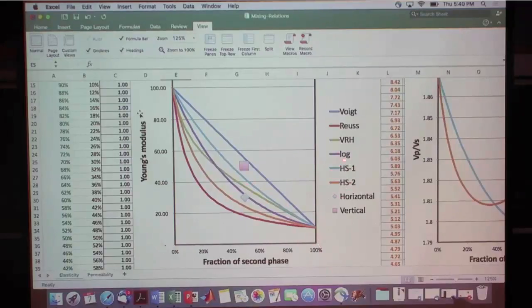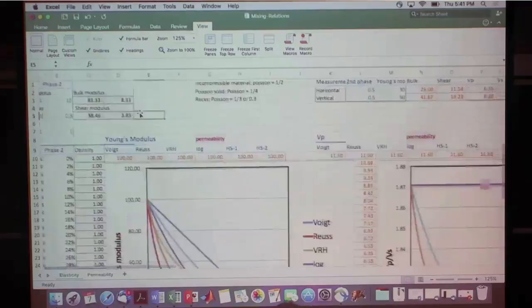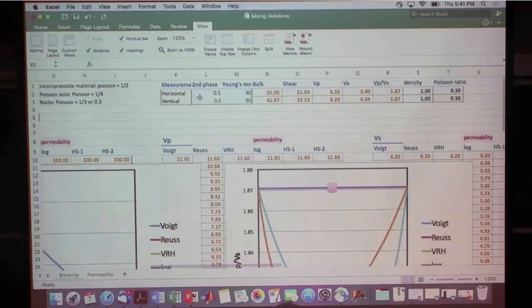The purple one is actually the logarithmic mixing that's really more appropriate for permeability and transport properties, but just for kicks, I'm adding it here just to see what it does. And you can see essentially that wherever your measurements are going to be, you can pick up whether you're close to one of those bounds or not. There is a space up there for two measurements. That's your green boxes here.